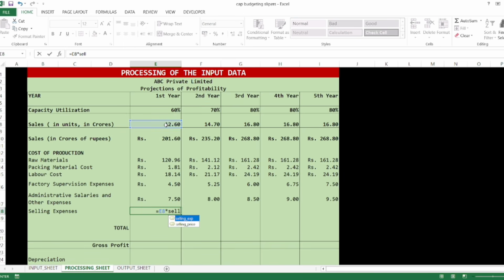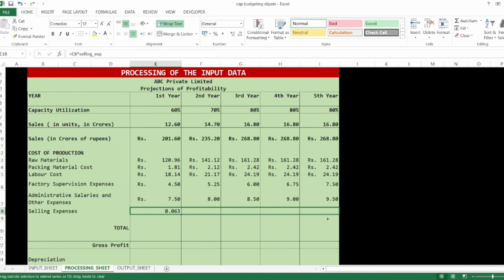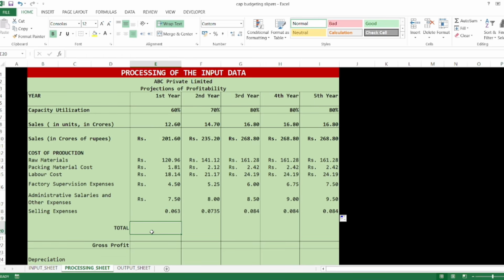Same with the administrative expense. For the first year it has been given to us as 7.5, and for the second year we'll be selecting the E17 cell plus administrative expense increase, and then drag it throughout the years.